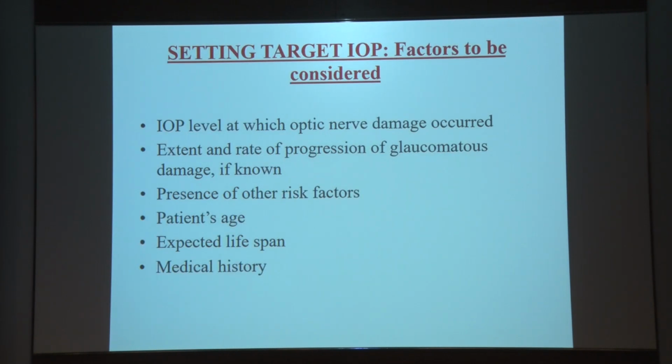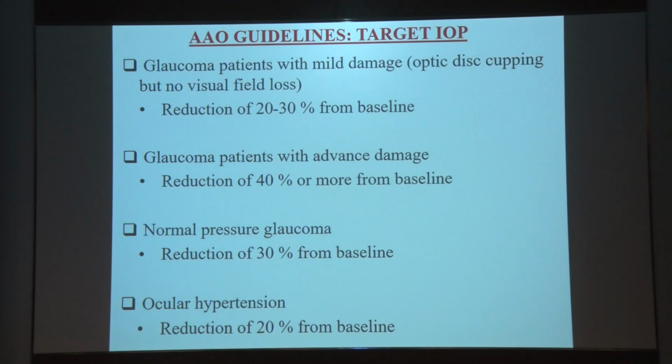Setting target IOP, the factors to be considered are IOP level at which optic nerve damage occurred, extent and rate of progression of glaucomatous damage if known by the previous records, presence of other risk factors, patient's age, expected lifespan, and the medical history of the patient.